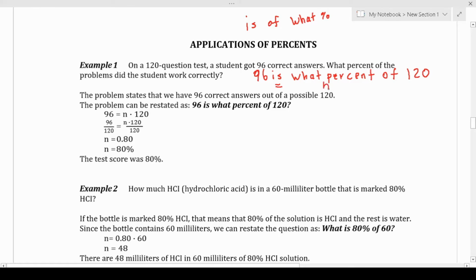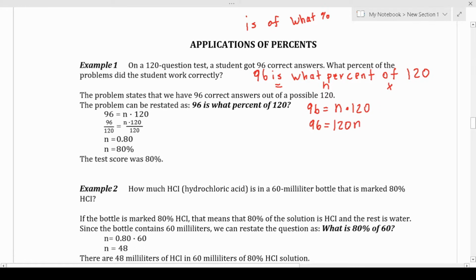We have our what percent, which is our n. We have of, which is multiplication. So let's go ahead and write an equation to express this. 96 equals n times 120. And let's write this as we would in mathematics. N times 120 can be expressed as 120n.